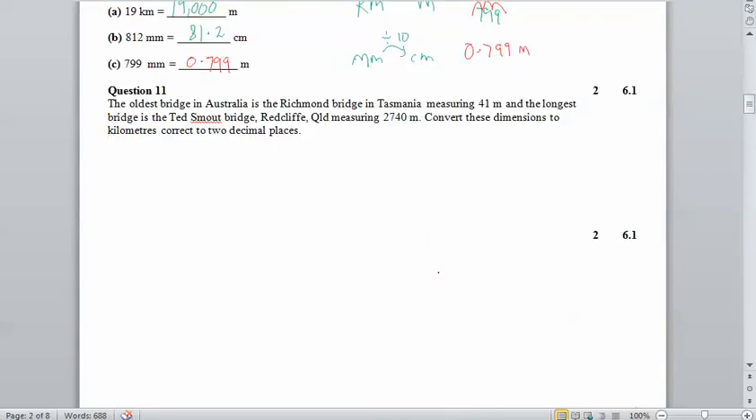Okay. 41 metres in kilometres. Well, what?